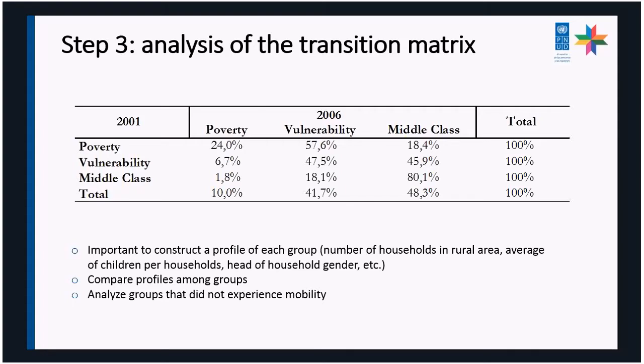Also, in the diagonal, you have all those households that didn't experience mobility over time. So they are important groups to analyze and to understand why, if there are special characteristics that didn't allow these households to experience mobility over time. And you can compare this group, and you can get important information to help your policy recommendations in the next steps.